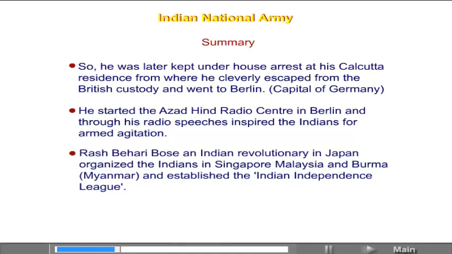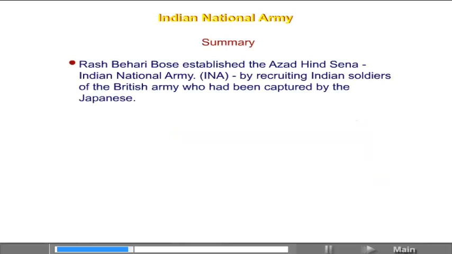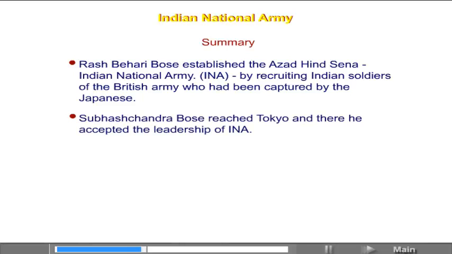Rash Bihari Bose, an Indian revolutionary in Japan, organized the Indians in Singapore, Malaysia and Burma, Myanmar, and established the Indian Independence League. Rash Bihari Bose established the Azad Hind Sena, Indian National Army, INA, by recruiting Indian soldiers of the British Army who had been captured by the Japanese. Subhash Chandra Bose reached Tokyo and there he accepted the leadership of INA.